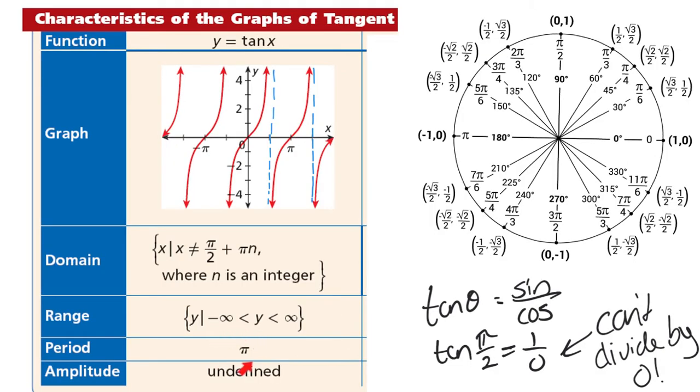The period of the tangent function is going to be pi, which is different. Sine and cosine had a period of 2 pi. Tangent is just pi. And the amplitude here is going to be undefined because you see these arrows. It's going on forever, up and down on our graph. So we don't have that maximum and minimum value that we do with sine and cosine.